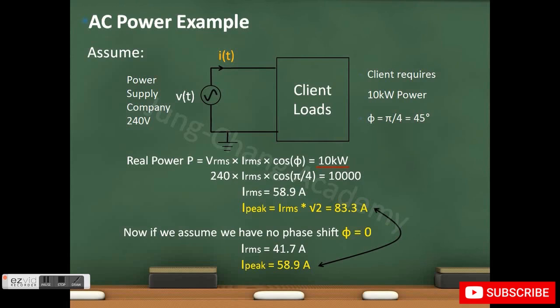So usually in practice, the power supply company will require the client to design some sort of power factor correction circuits to make the power factor close to 1. If the power factor is too low, usually a fine will be issued to the client.